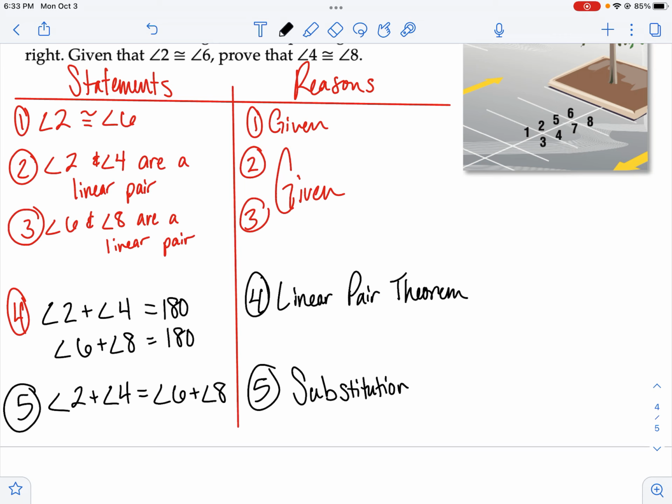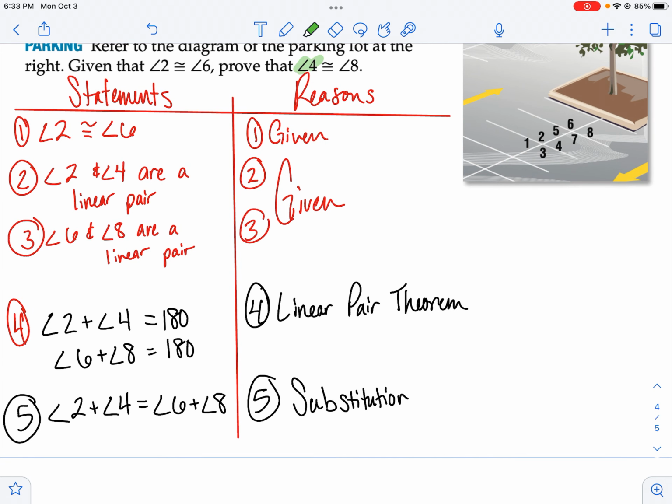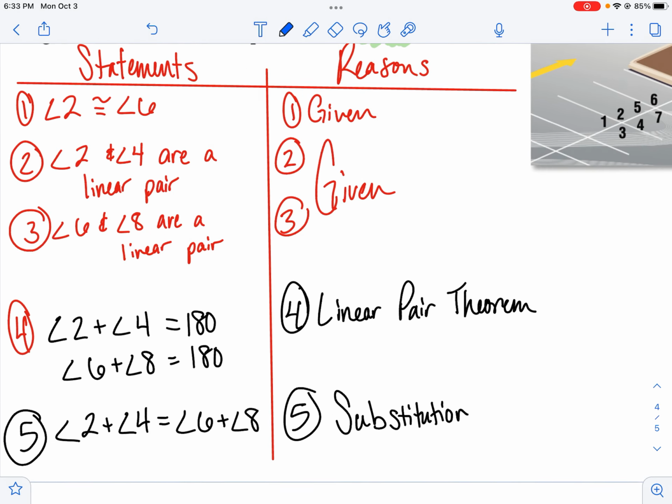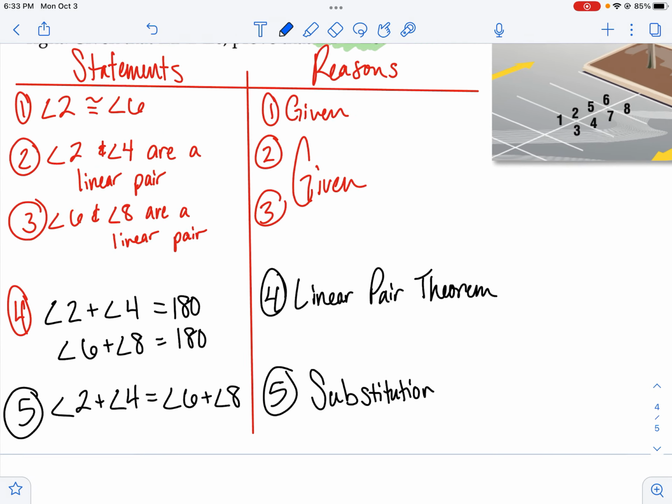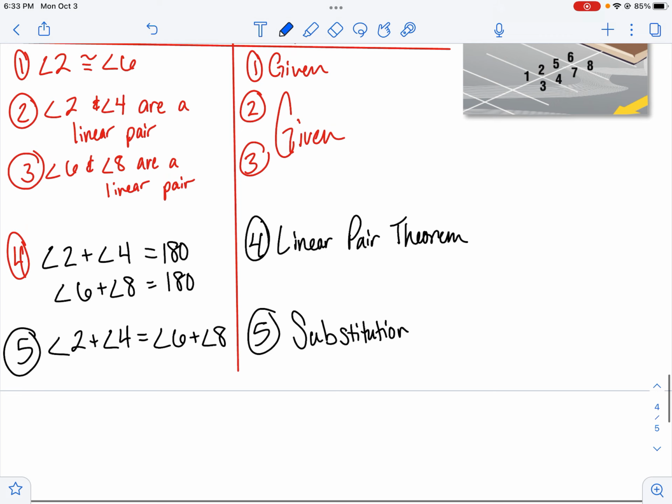And here's where it's going to get a little bit tricky. I know that I have 2 and 4 and 6 and 8. But what am I being asked to prove? I'm being asked to prove that 4 and 8 are congruent. So I need to somehow get rid of everything here that's not 4 and 8. I need to get rid of the 2 and the 6. Well, is there anything in my given statement that relates the 2 and the 6? And it seems like there is. It looks like 2 and 6 are congruent.